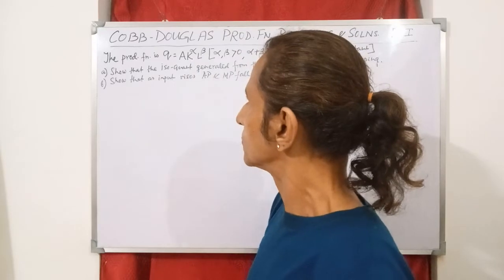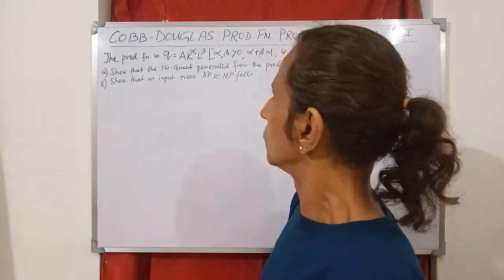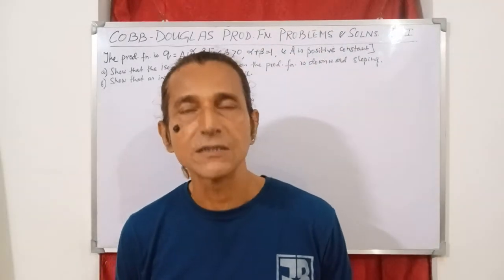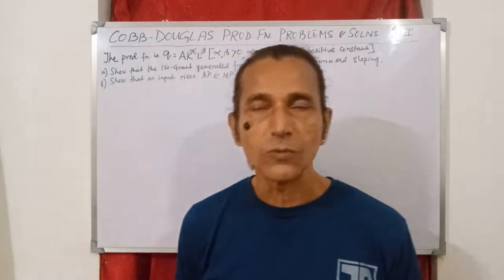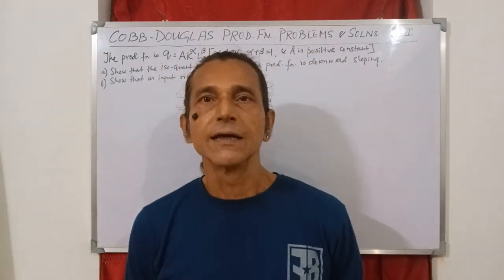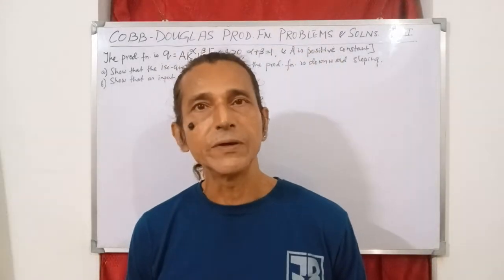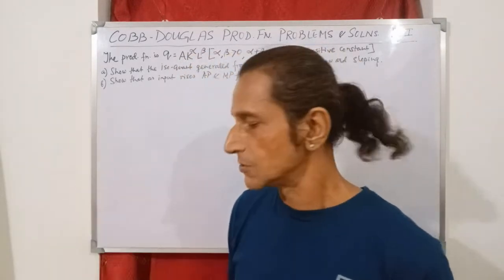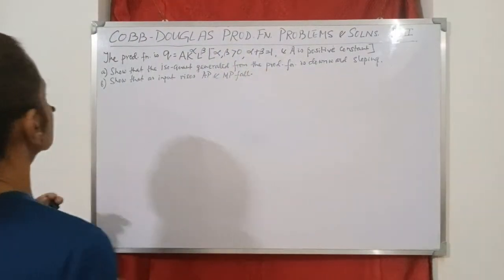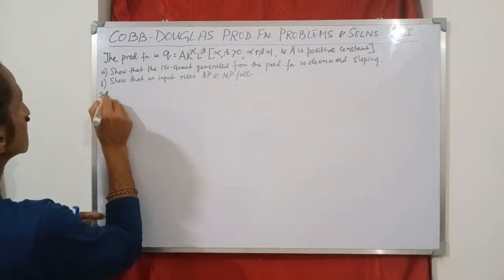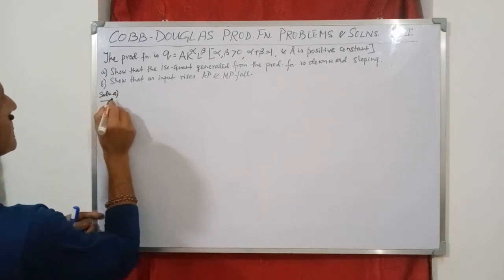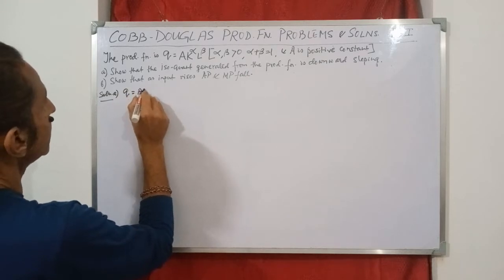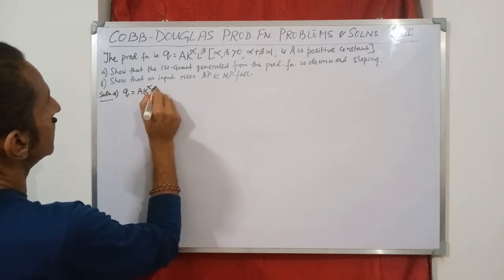Now we have to prove two things. Number one, we have to show that the iso-quant generated from this production function is downward sloping, and number two, as input rises, AP, that is average product, and MP, that is marginal product, fall. Okay, so let's get into the solution. Solution A. The production function is given by Q equals A K to the power alpha, L to the power beta.